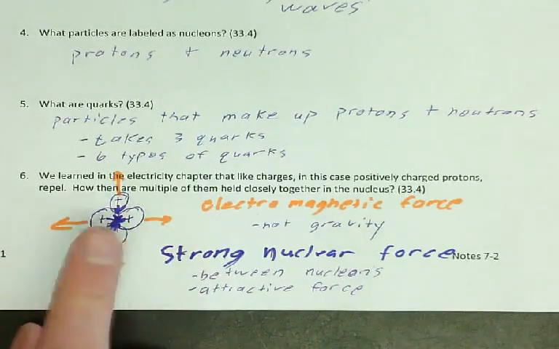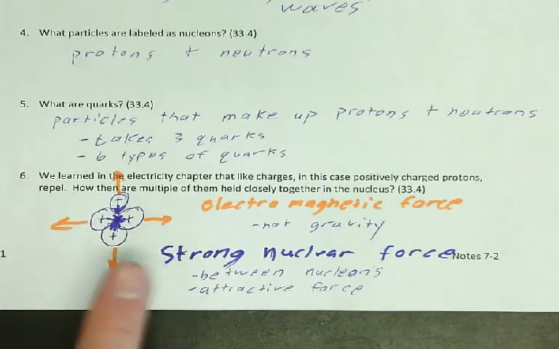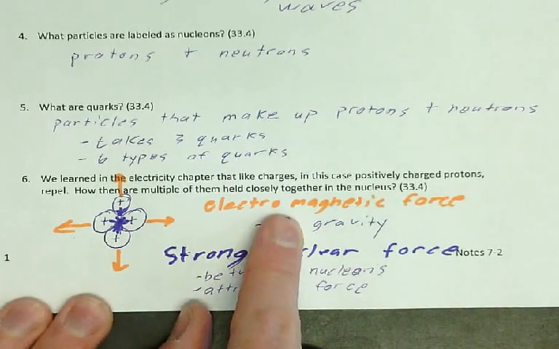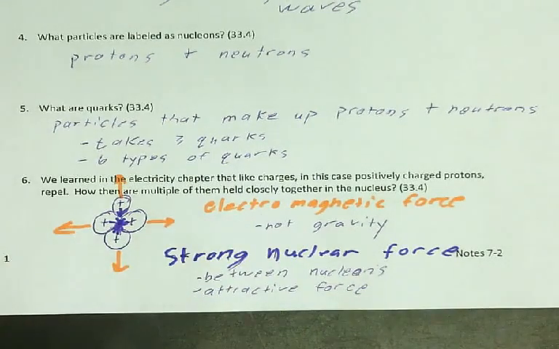It means it pulls things together, right? So it's an attractive force, and it's between nucleons. It is larger than the electromagnetic force. Well, it's at least normally bigger than that.